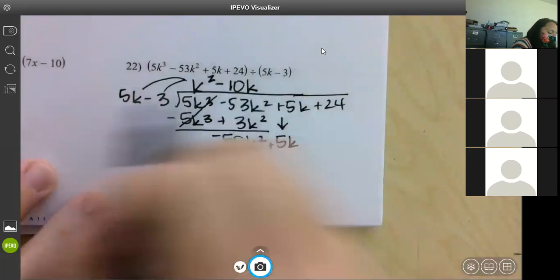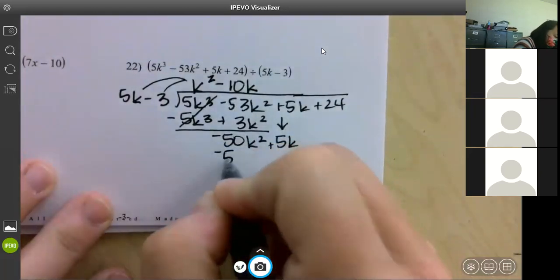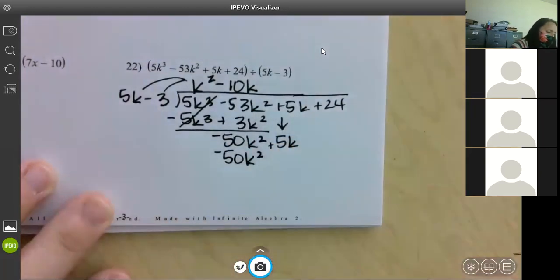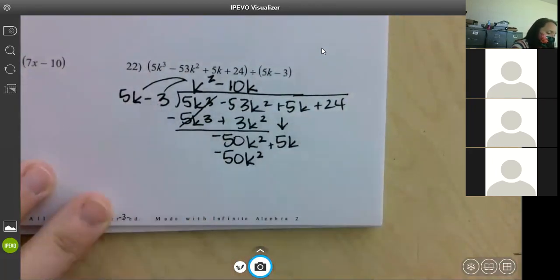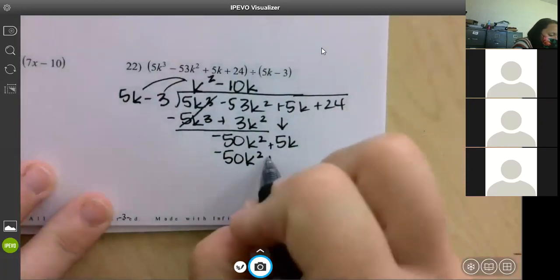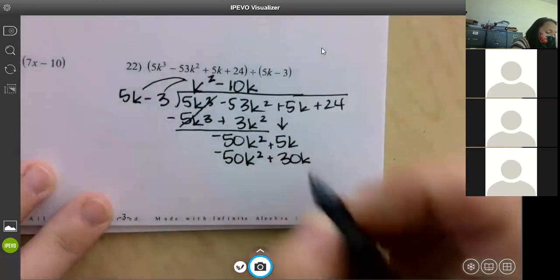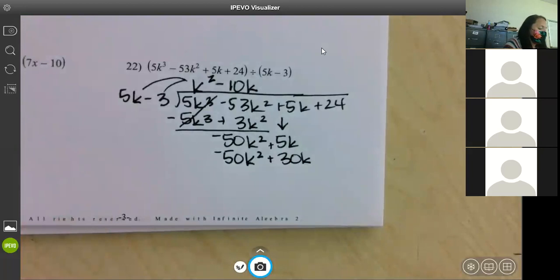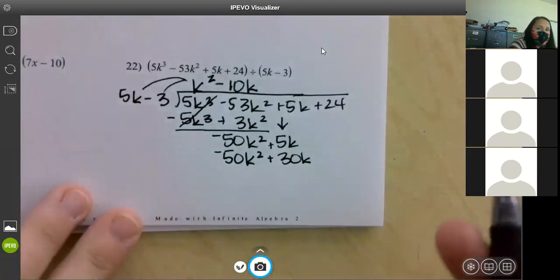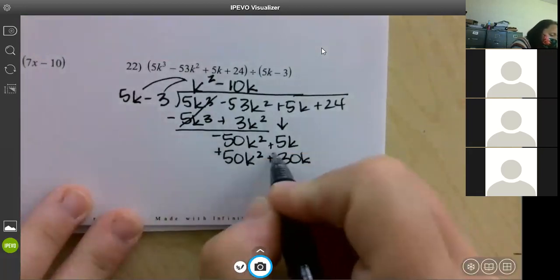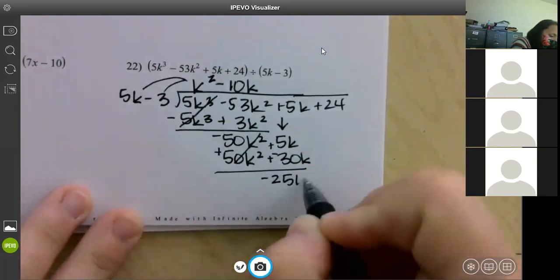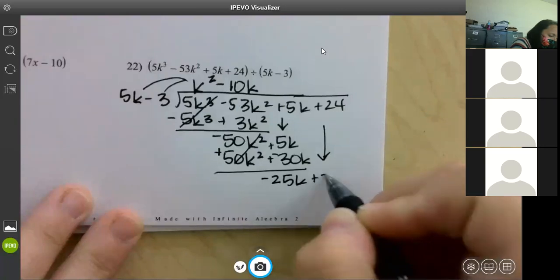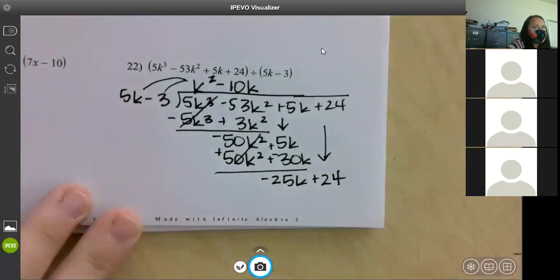Distribute. -10K times 5K is -50K squared. What is -10K times -3? Positive 30K. Negative times negative is positive 30K. What do we do now? Change the signs. Perfect. Then I get -25K plus 24.